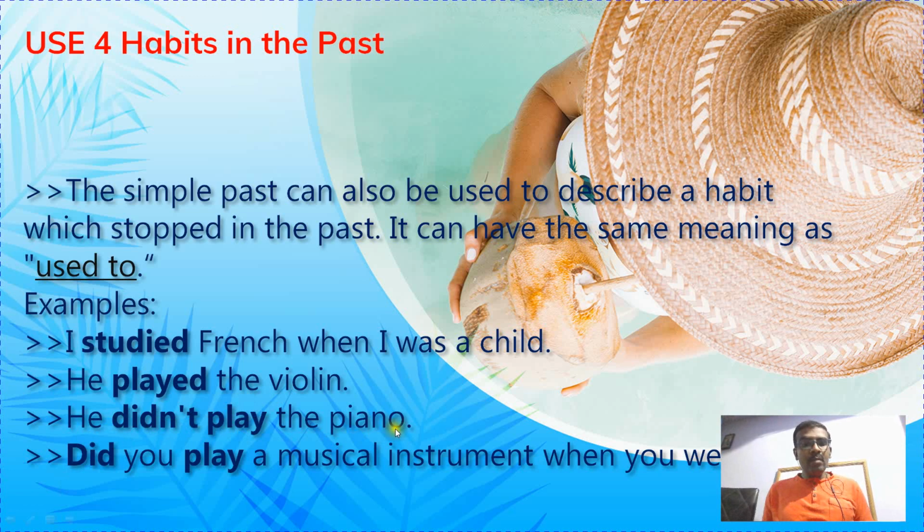He didn't play the piano, so he didn't play in the past. The action is completed. Did you play a musical instrument when you were a kid? When you were a kid, you started playing musical instruments. He might have played or he might not have played, that doesn't matter, but this action is completed in the past. Okay, so to represent habits in the past, we are using the simple past tense.